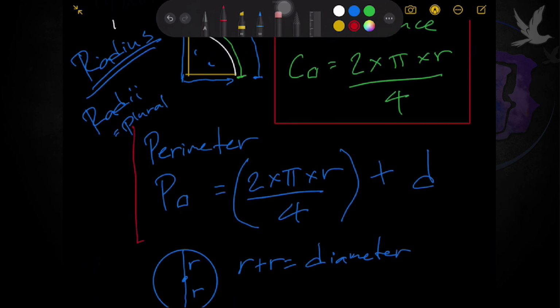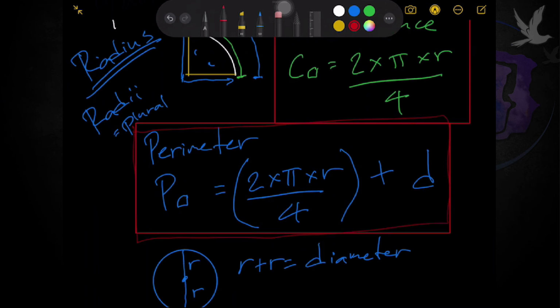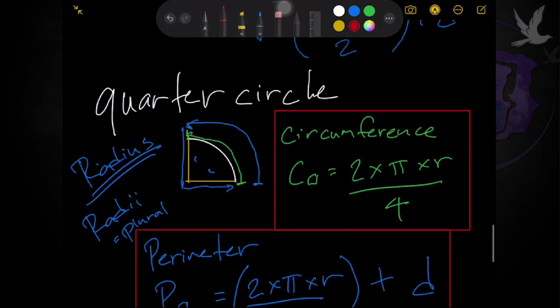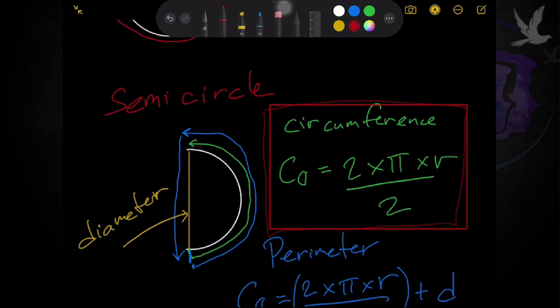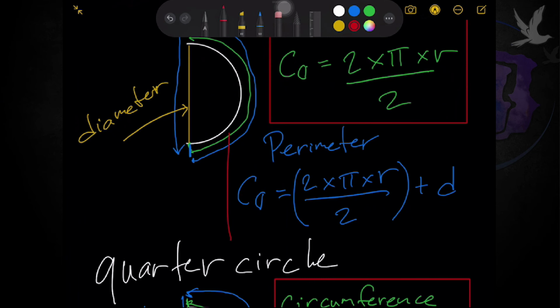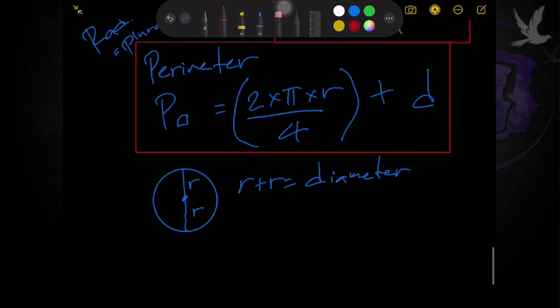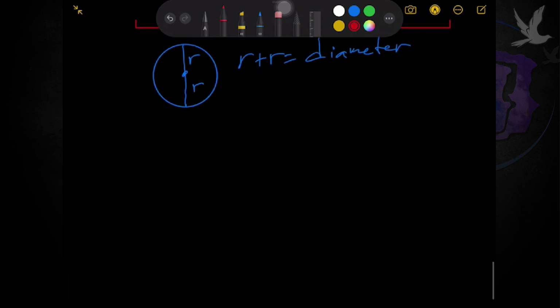But the perimeter of a quadrant or a quarter circle, taking basically the circumference, which is 2 times pi times r divided by 4, then you add the diameter. Same lang din dito. Circumference, yan ang circumference natin. Pero ang perimeter natin is different. Okay? Ganun lang. Basically, the same. We just add up the diameter.